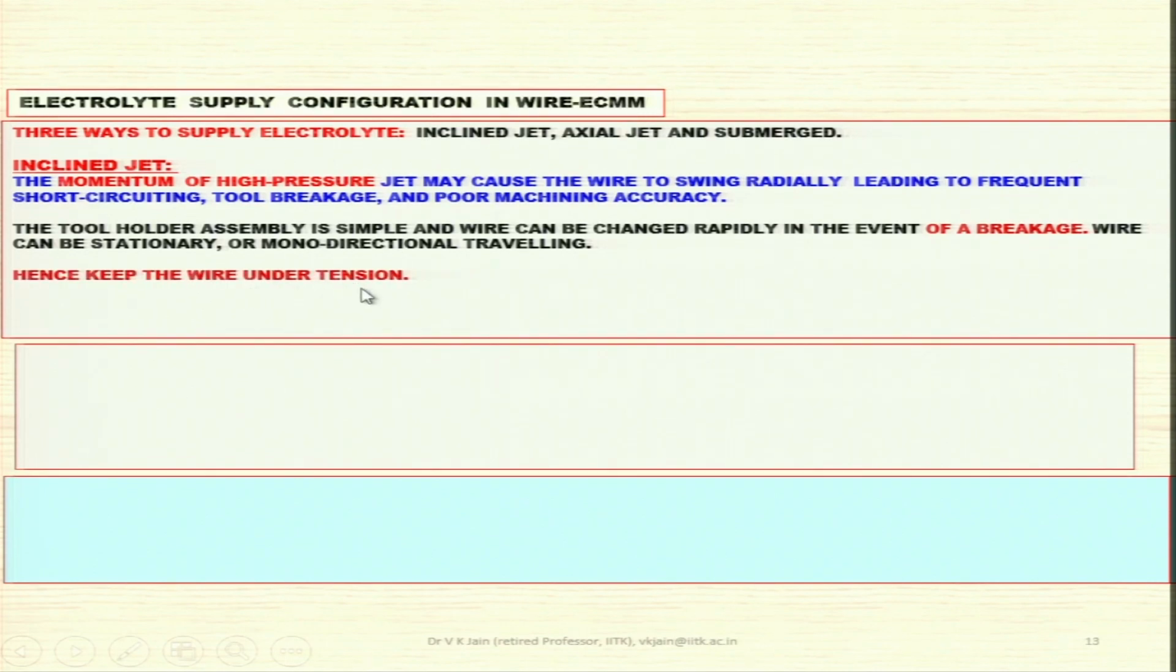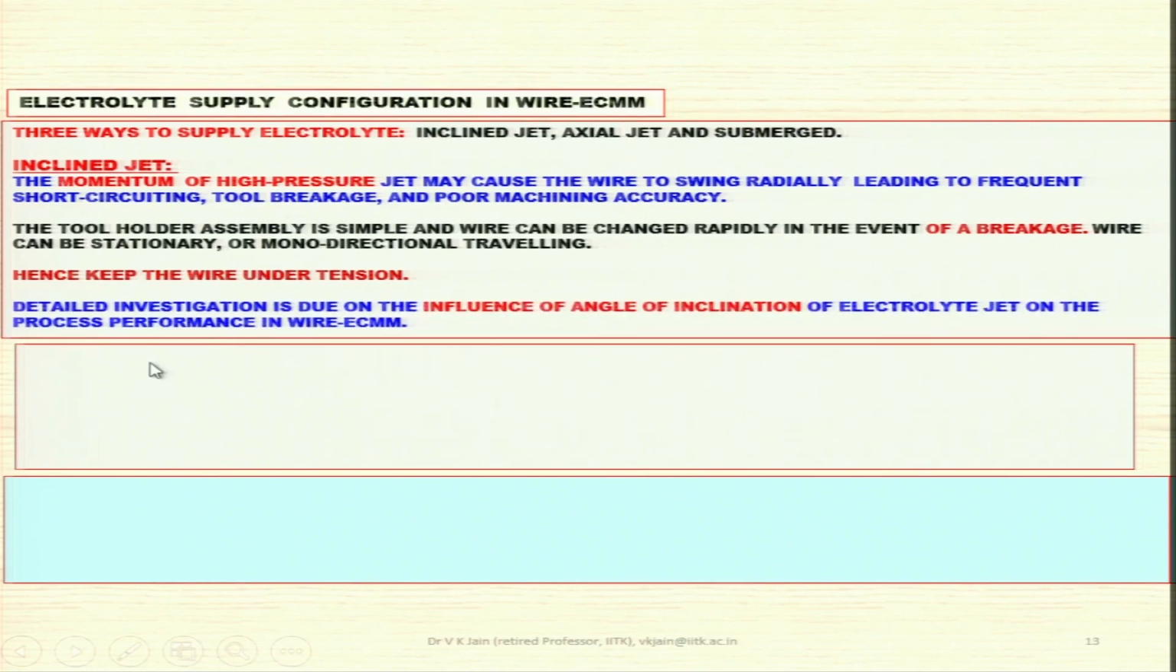It may be traveling there, which we have seen in the figure also. Hence, keep the wire under tension. This is very important. You should always keep the wire under appropriate tension so that you can avoid this short circuiting, which will lead to wire breakage. Detailed investigation is due on the influence of the angle of inclination of the electrolyte jet on the process performance in wire ECMM. That means you have to find out the optimum value of the angle of inclination of the jet, so that it gives you the best performance and minimal wire breakage.